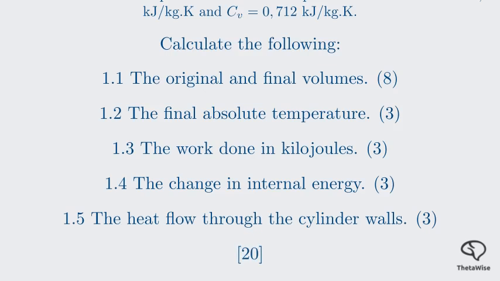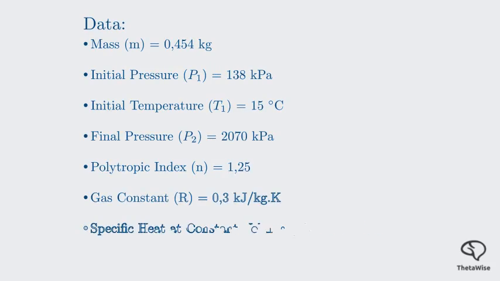This problem is about a polytropic process, specifically a compression, because the pressure increases from 138 kPa to 2070 kPa. A crucial first step in any physics problem is to list the given data and identify the unknowns. This helps us organize our thoughts and choose the correct formulas. Here is a summary of the data provided in the question.